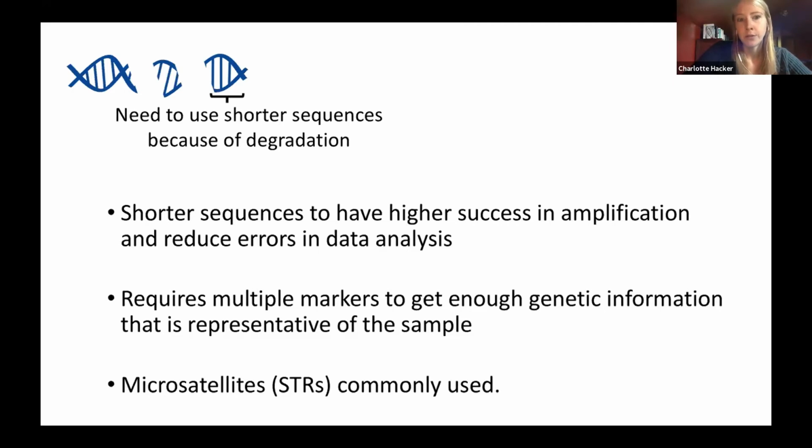But because we're using those shorter sequences, we have to use multiple markers to get enough genetic information that's representative of the sample. One of the shorter markers that we typically use is microsatellites, which Imogene went into, which was great. It makes my job a little bit easier. These are short tandem repeats, so they're just repeats of the same nucleotides over and over again. They're relatively short, and they're variable between snow leopard individuals. So we'll amplify those to look at something like individual identification, to build a genetic profile for each snow leopard.